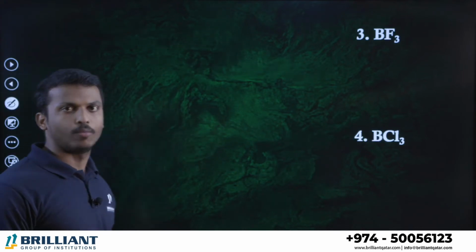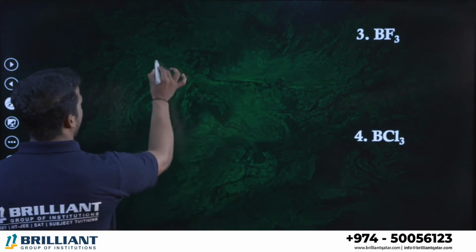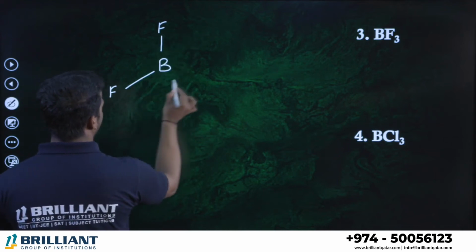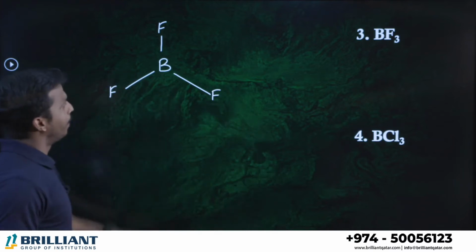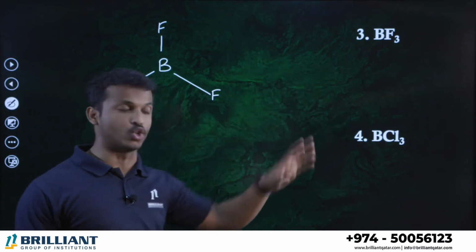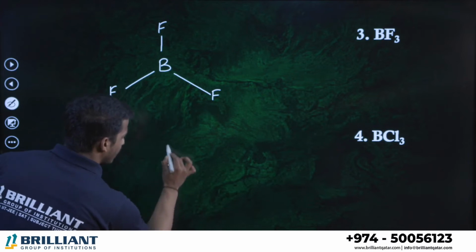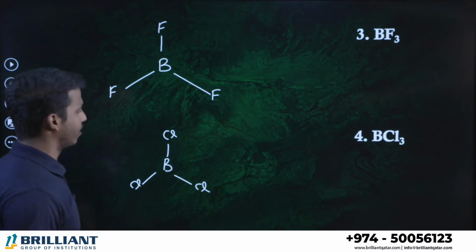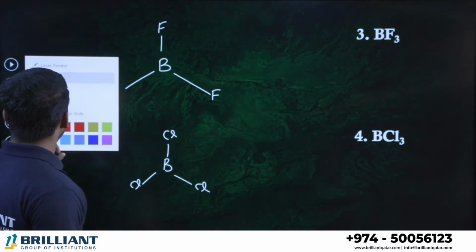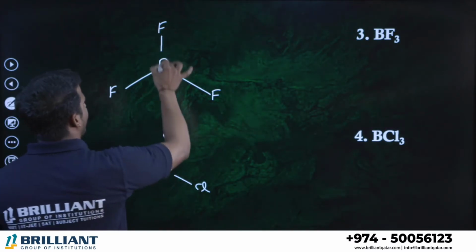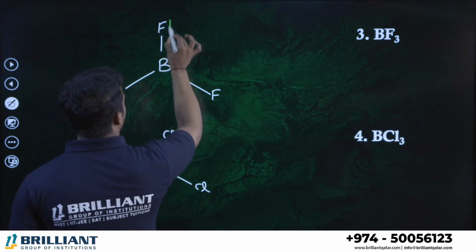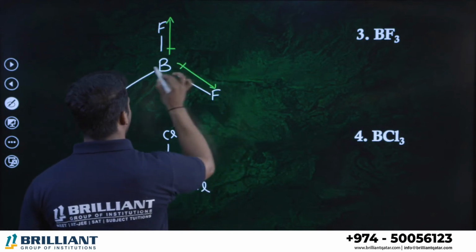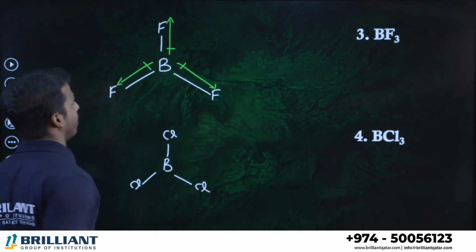BF3 and BCl3 both have the same geometry. Let's see. BF3, boron. That's why I told you, dear students, it is compulsory to know the geometry of the molecule. BF3 has trigonal planar geometry. What about BCl3? BCl3 also has the same geometry, trigonal planar. Let's go for that. Boron and fluorine: when you consider, fluorine is the most electronegative element.